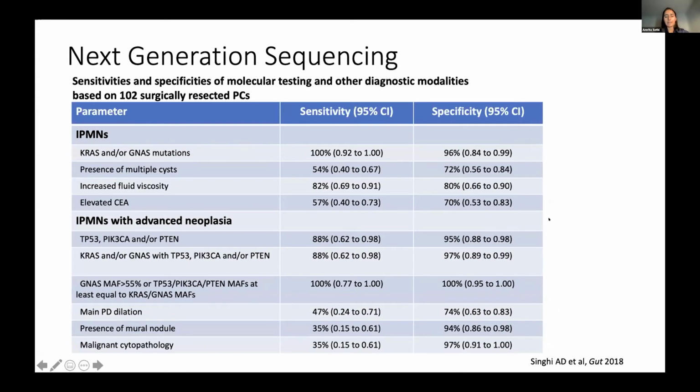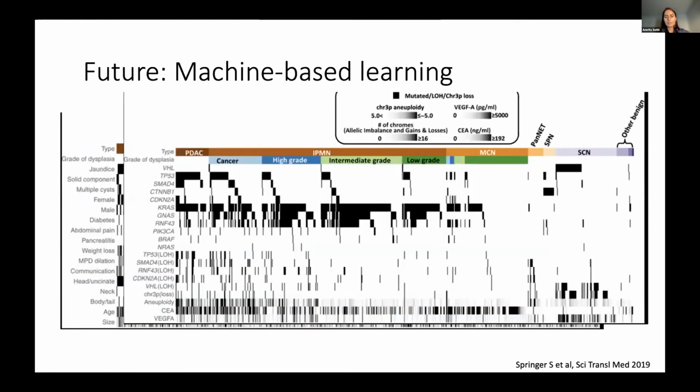analysis is now done with next-gen sequencing, which has added significantly more genetic mutations. And we find that using this type of sequencing, both for KRAS, GNAS, as well as the additional genetic mutations, creates excellent sensitivities and specificities for IPMNs, in fact significantly higher than just CEA values or features such as multiple cysts. And when we look specifically at cancer and advanced neoplasia, we find significantly higher sensitivities with these genetic mutations when we compare them to what our guidelines suggest, such as dilation and presence of mural nodule as features for high risk. So what's the future?